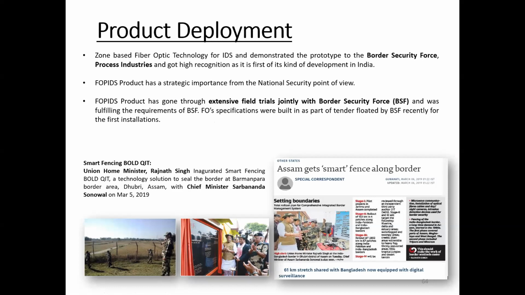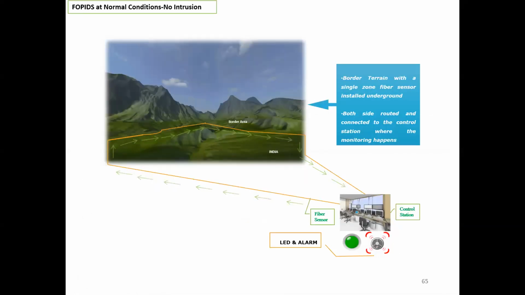And this particular system was put in the Bold QID system, which was inaugurated by the then Home Minister Rajnath Singh in March 2019. And this Bold QID system, our optical fiber system developed by us, is a part of it as the first layer of sensing. So this is how it monitors on the border.